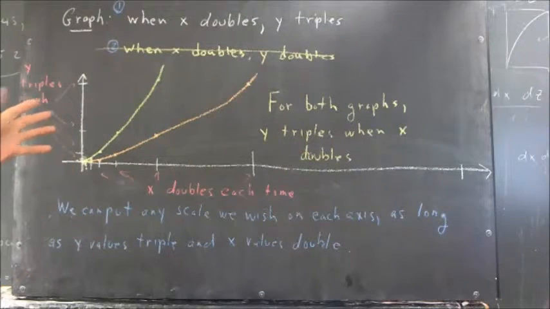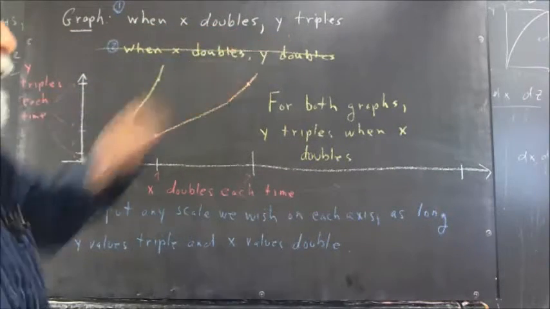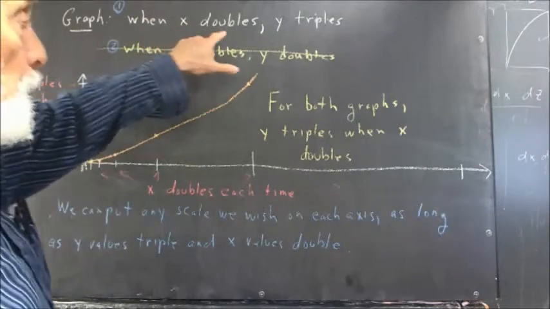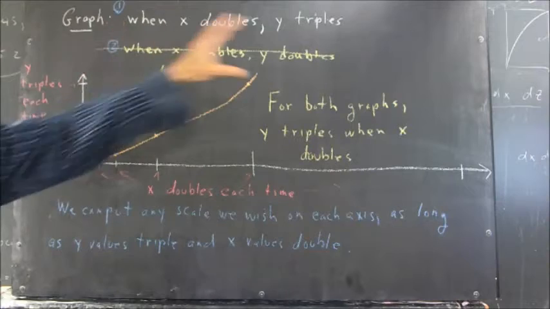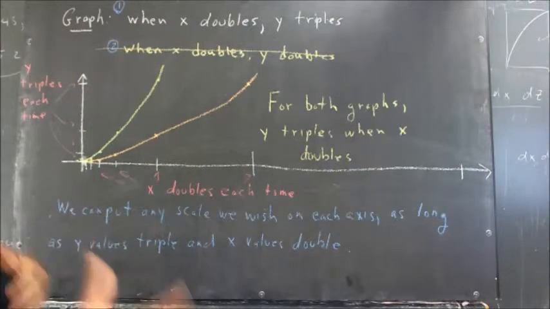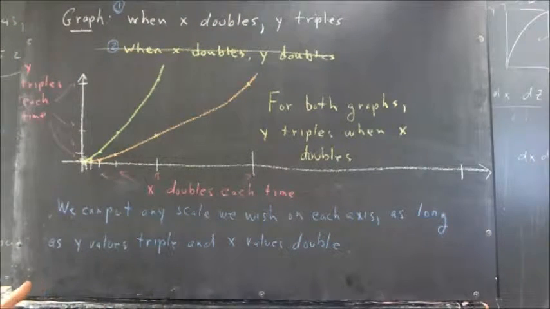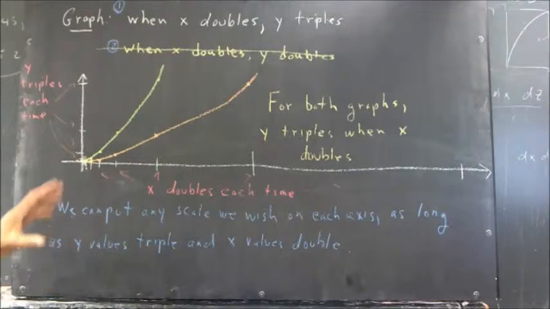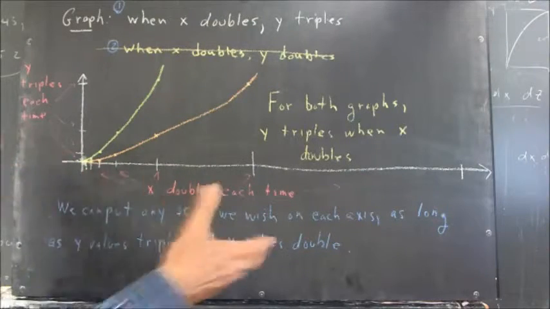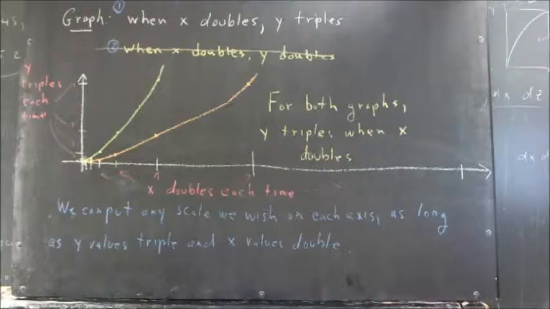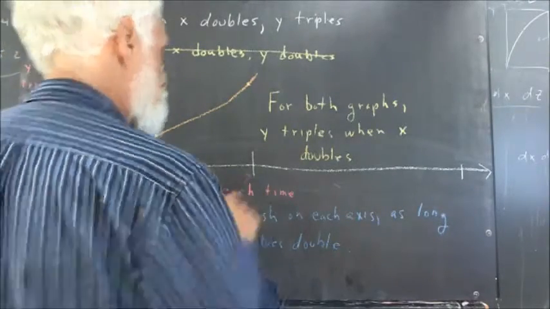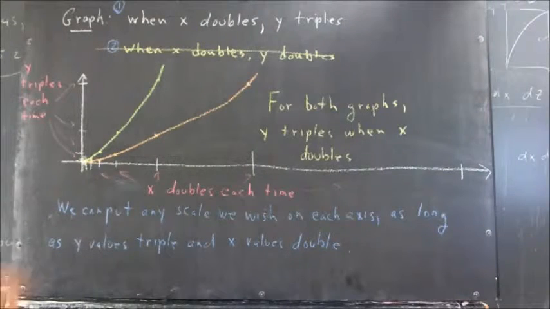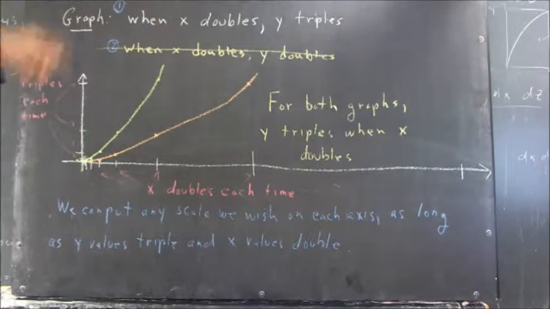Okay, the next task was to construct a graph such that when the value of x doubles, the value of y triples. Now, here we did a little bit of talking about what that could mean, but we then went up to the board and actually constructed this graph. And that's what I'm going to talk about here.